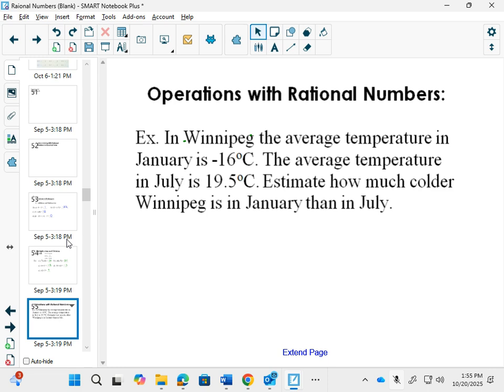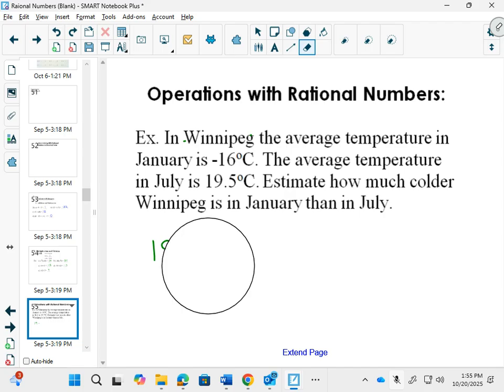Sometimes they tell you temperatures, and they have decimal places. So we got to learn how to work with decimal places as well. In Winnipeg, average temperature in January is minus 16. In July we got 19.5. How much colder is it? So we have to find the difference between these two numbers. Difference between two numbers is subtracting.